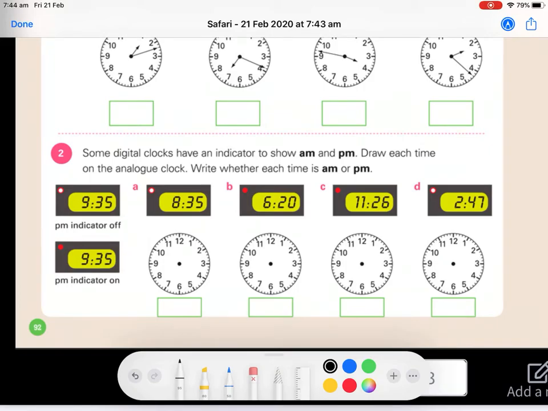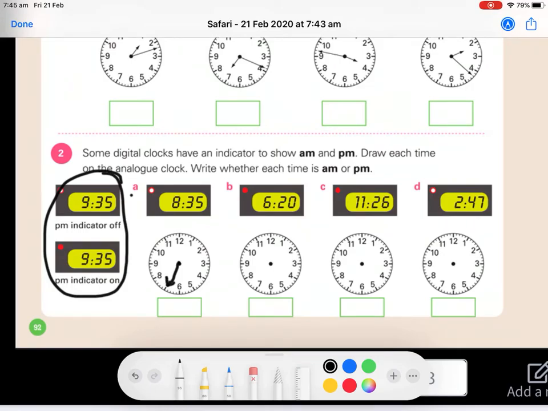Some digital clocks have an indicator to show AM and PM. Draw each time on the analogue clock. Write whether each time is AM or PM. So we've got here, that's just an example. Then we've got A, 8:35. So thinking about where 8:35 is going to be. Again, this is going to be really hard.